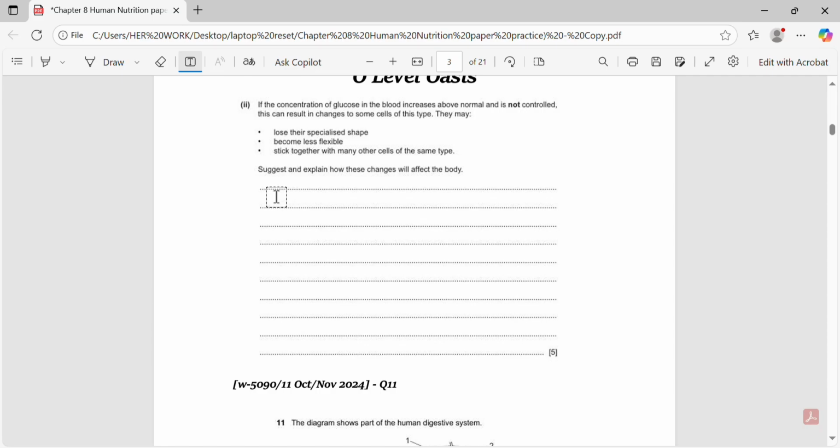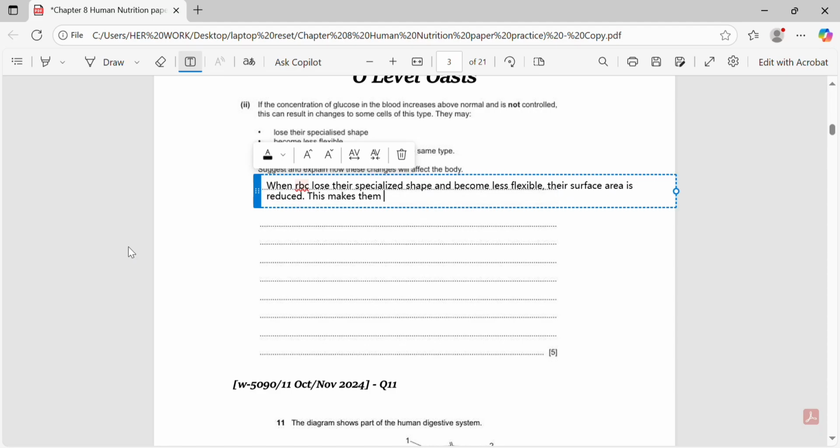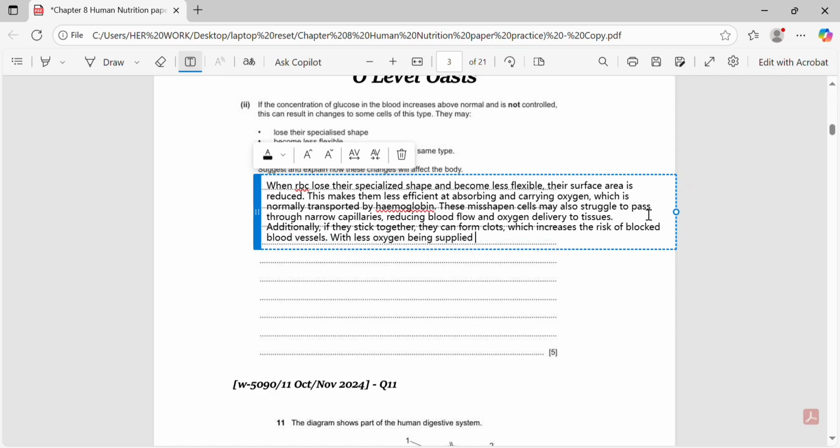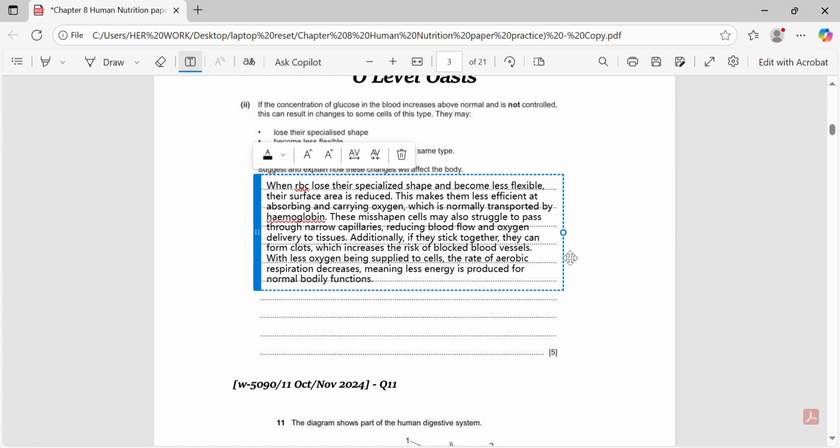So, we will simply write, when red blood cells lose their specialized shape and become less flexible, their surface area is reduced. This makes them less efficient at absorbing and carrying oxygen, which is normally transported by hemoglobin. These misshapen cells may also struggle to pass through narrow capillaries, reducing blood flow and oxygen delivery to tissues. Additionally, if they stick together, they can form clots, which increases the risk of blocked blood vessels. With less oxygen being supplied to cells, the rate of aerobic respiration decreases, meaning less energy is produced for normal bodily functions.